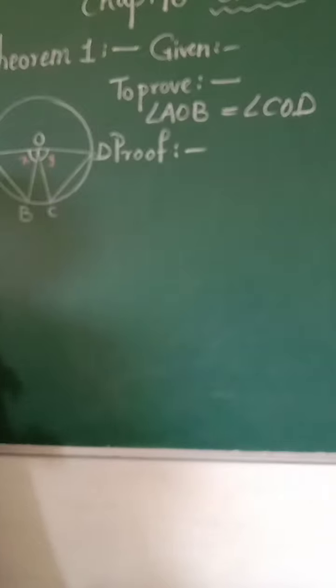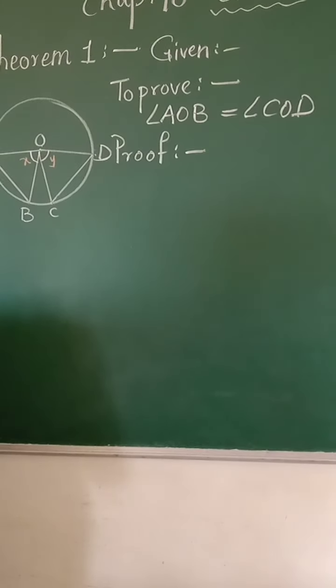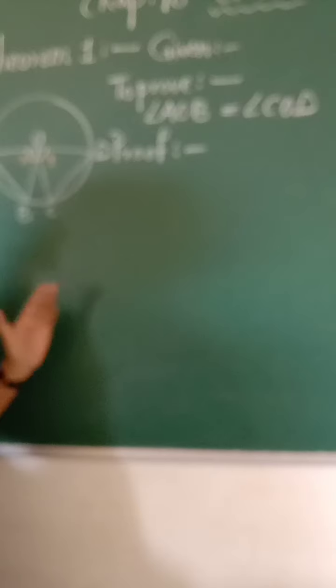Now if we join AO, BO, CO and DO, we will get two triangles, AOB and COD. If we prove these two triangles congruent, then we can show that these two angles are equal. Now in these two triangles, AB is equal to CD, which is given, then AO is equal to OD, radii of the same circle, again OB is equal to OC, radii of the same circle.